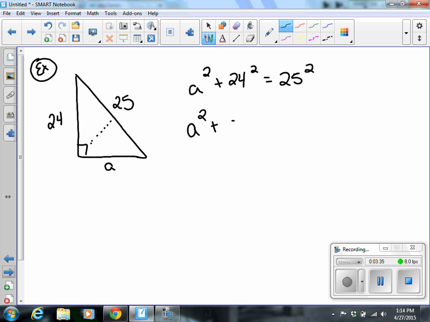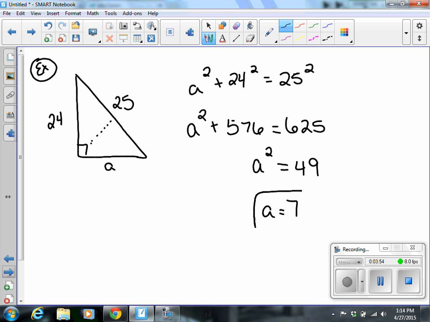Twenty-four squared is 576. 25 squared is 625. I'm going to go ahead and subtract those two numbers. We get 49. I'm going to take the square root and A equals 7.